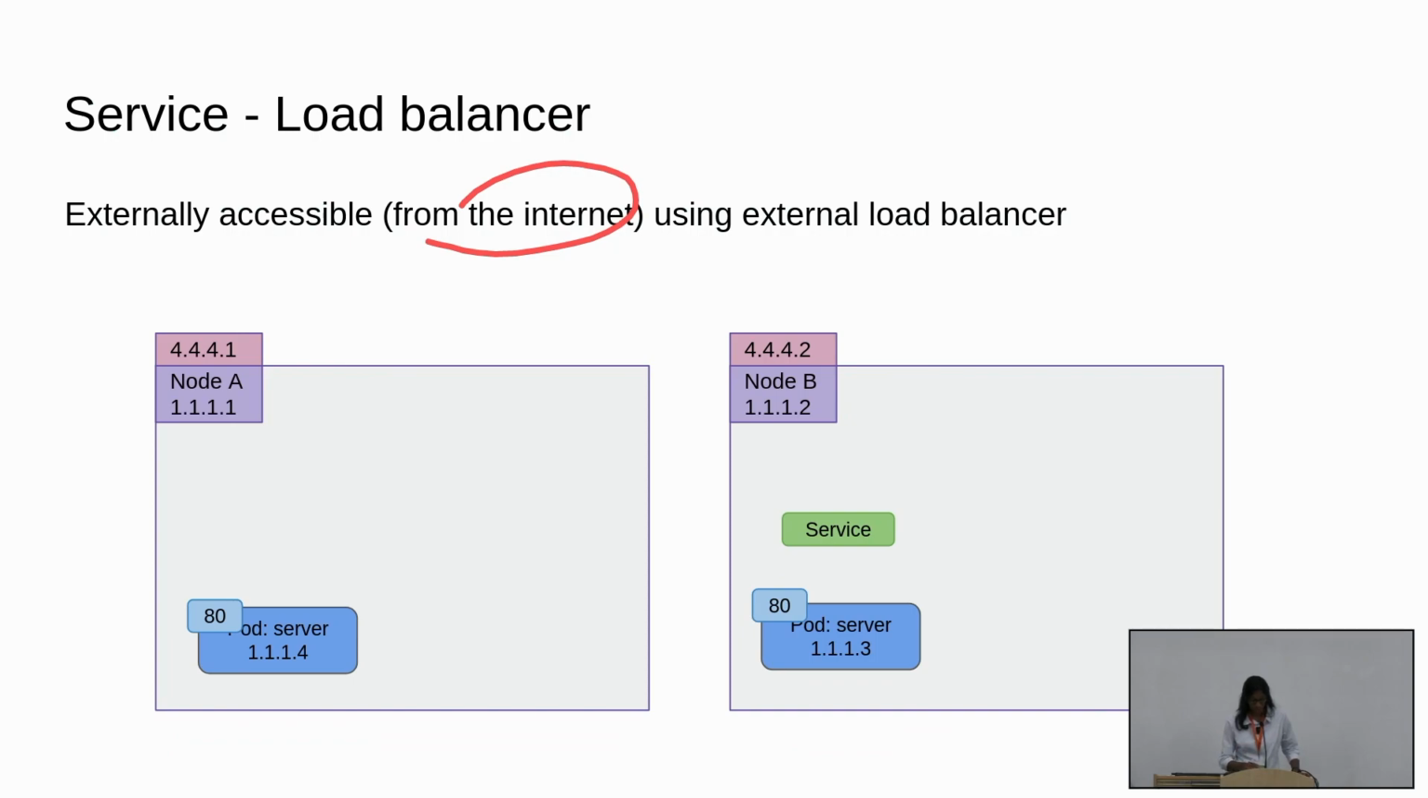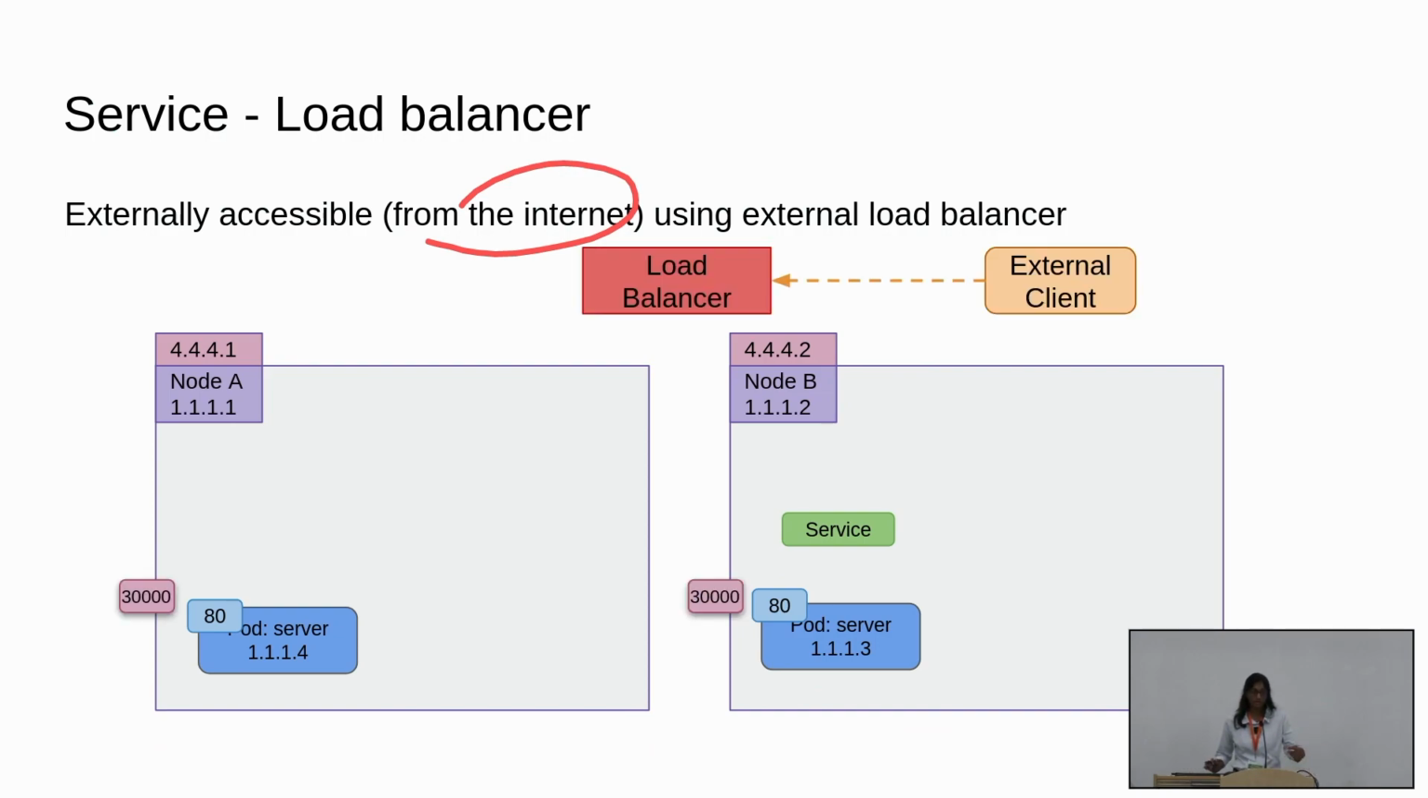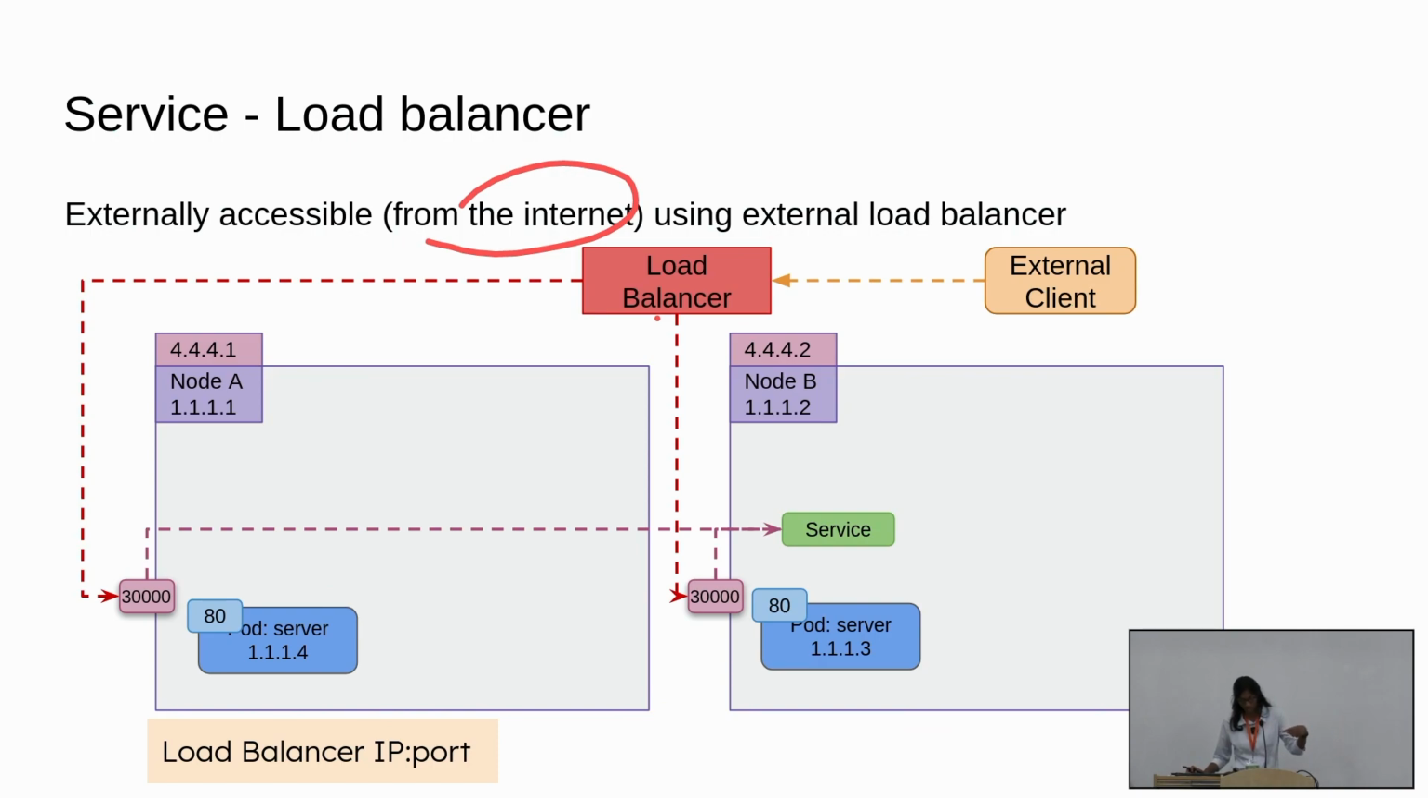Okay, the third thing is the load balancer. It builds on top of both the ClusterIP, that's the first kind of service, and NodePort, the second kind of service, where you have an external load balancer. So an external client can talk to this load balancer, which will talk to the node port, which will talk to the cluster IP, which will talk to the pod. So you can see there are multiple layers of redirection happening in this.